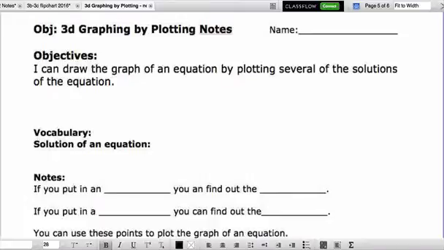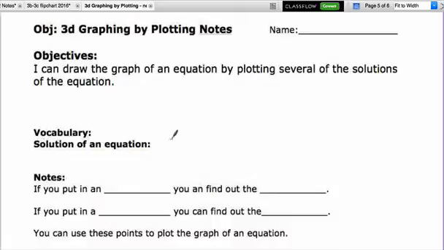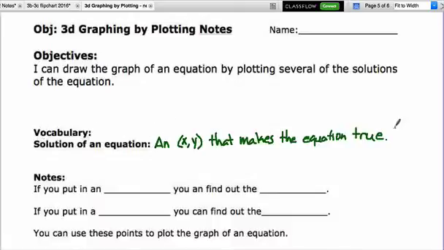Okay, this is a video for 3D graphing by plotting. Your objective: I can draw the graph of an equation by plotting several of the solutions to the equation. So first, what is the solution of an equation? Well, this is an x and y that make the equation true.